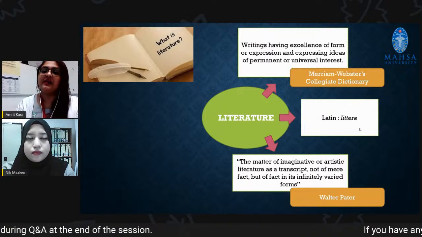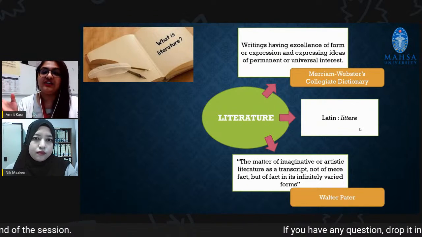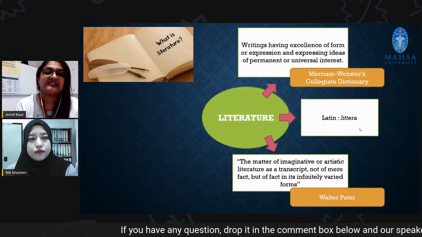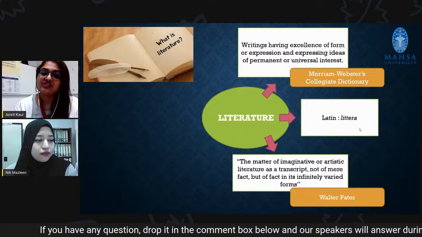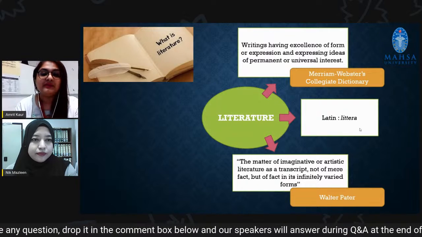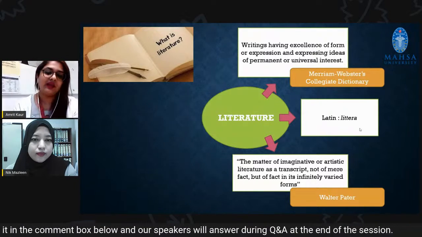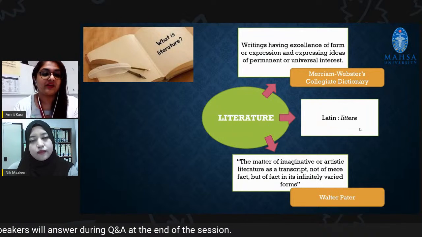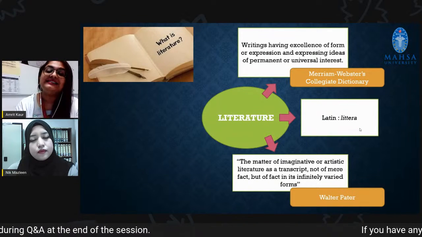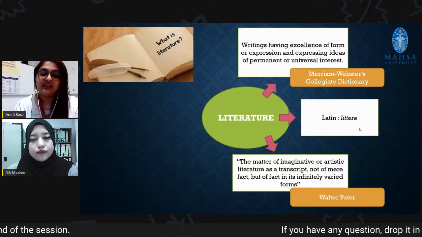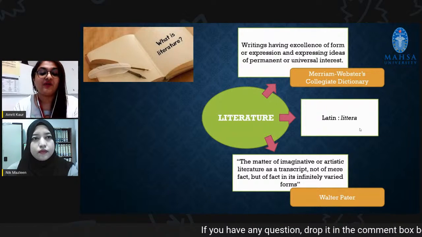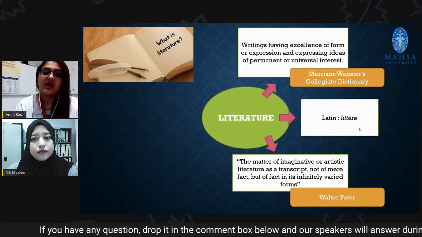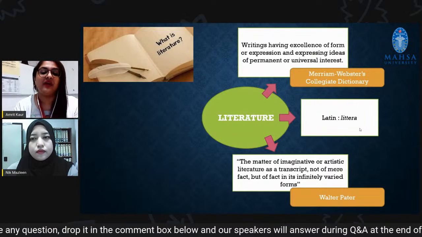Then we are looking at Merriam-Webster's Collegiate Dictionary, where it says that literature means writings having excellence of form or expression and expressing ideas of permanent or universal interest. And the last one was coined by Walter Pater, the 19th century critic, who referred to the matter of imaginative or artistic literature as a transcript, not of mere fact, but of fact in its infinitely varied forms.